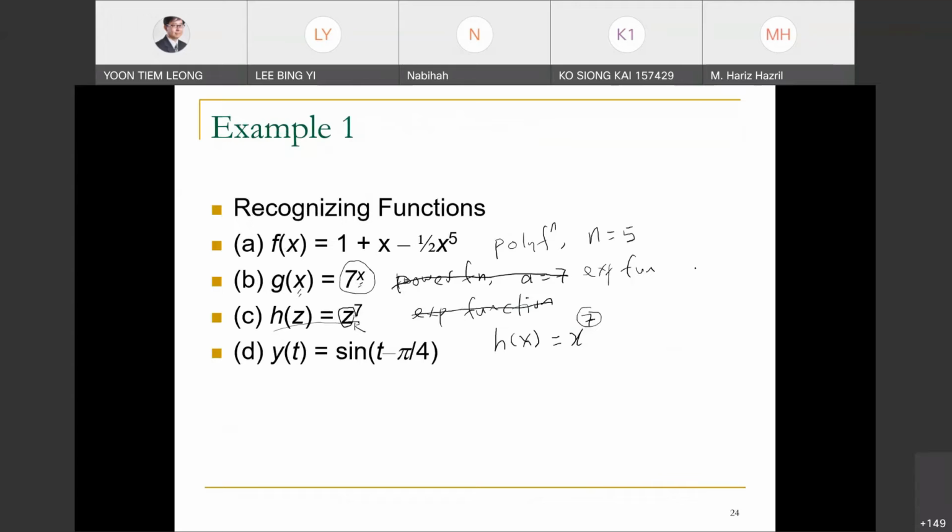An exponential function which has a base a equals 7 raised to the power of x. So this is an exponential function. And this, h of x equals x to the power of 7, if I change the symbol x into z, this is variable z. So this is a variable raised to a power of 7. So this is what we call a power function.